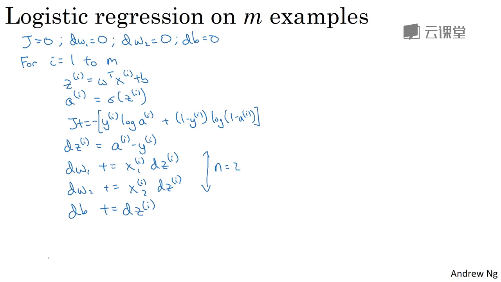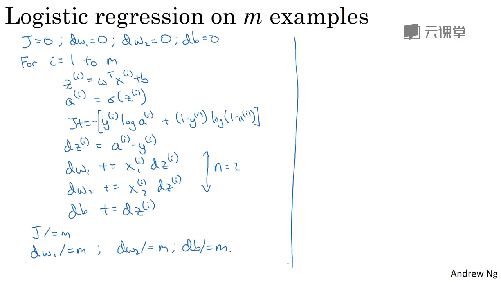And then finally, having done this for all m training examples, you would still need to divide by m, because we're computing averages. So dw1 divide equals m, dw2 divide equals m, db divide equals m, in order to compute averages. And so with all of these calculations, you've just computed the derivatives of the cost function J with respect to each of your parameters w1, w2, and b. Just a couple of details of what we're doing.